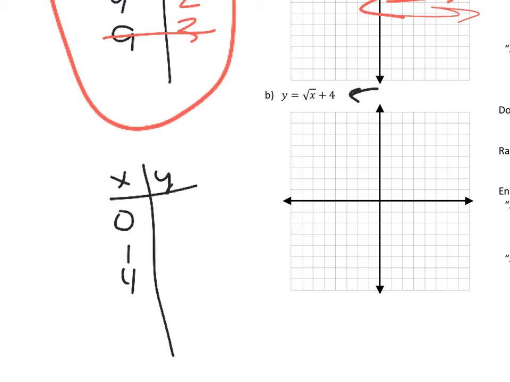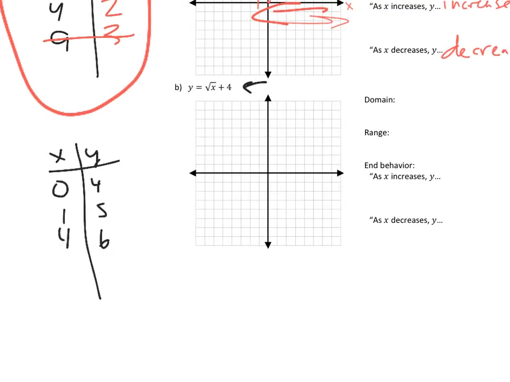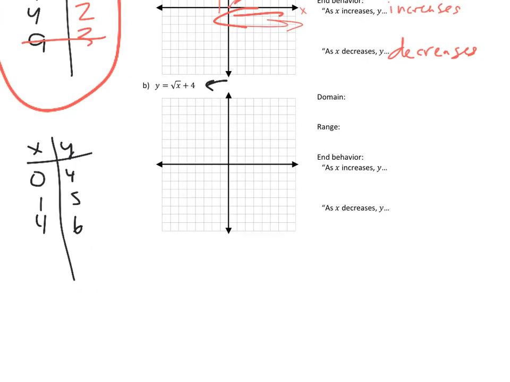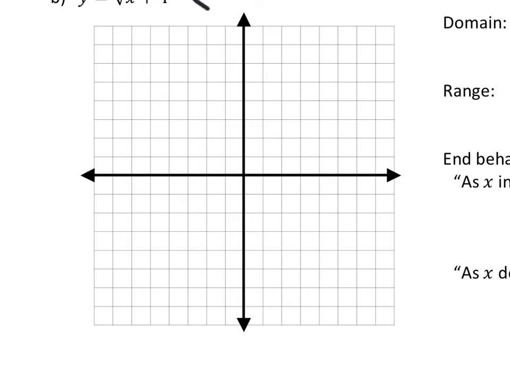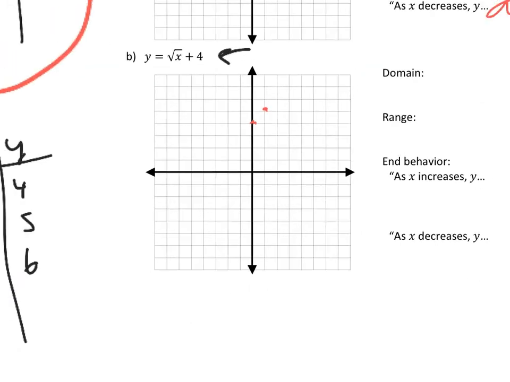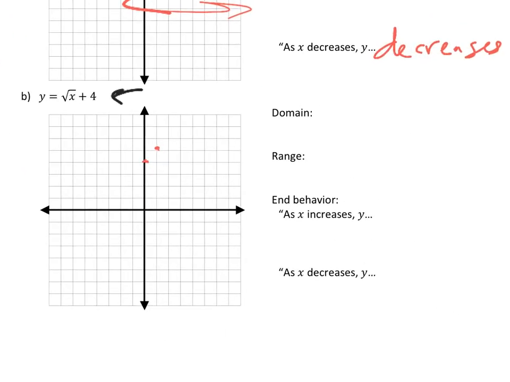So the square root of 0 is 0, plus 4 is 4. The square root of 1 is 1, plus 4 is 5. The square root of 4 is 2, plus 4 is 6. So let's see if I can graph those three, and if so, then I think that'll be enough. So I have 0, 4, I have 1, 5, and I have 4, 6.